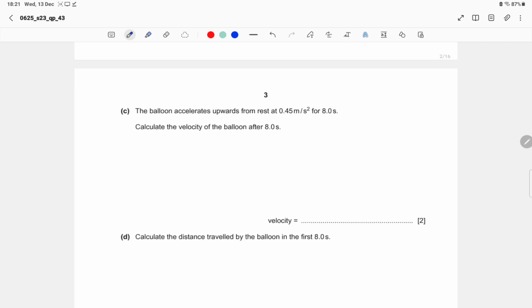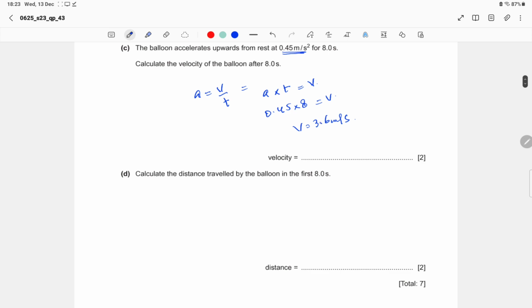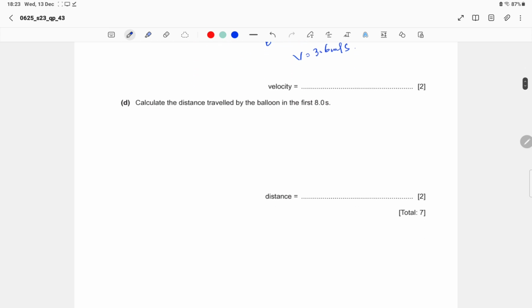The balloon accelerates upward from rest at 0.45 meters per second squared for 8 seconds. So we need to find out the velocity of the balloon after 8 seconds. We know that acceleration is the velocity divided by time, so acceleration times time equals velocity: 0.45 times 8. Velocity is going to be 3.6 meters per second. This is already in significant figures, so no need to change that.